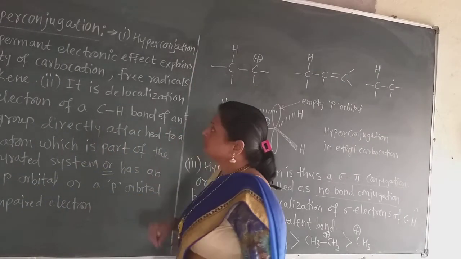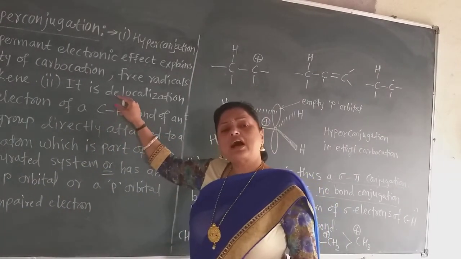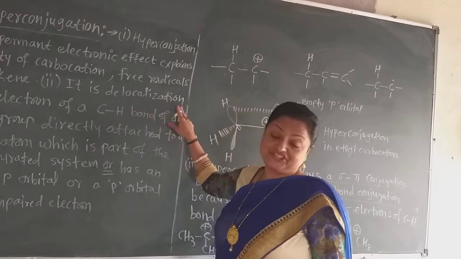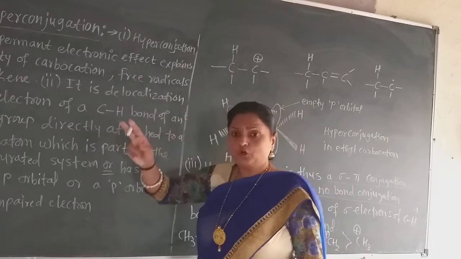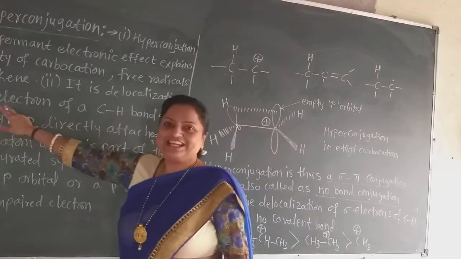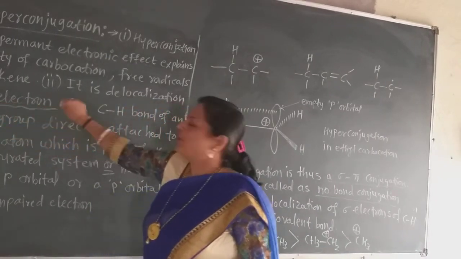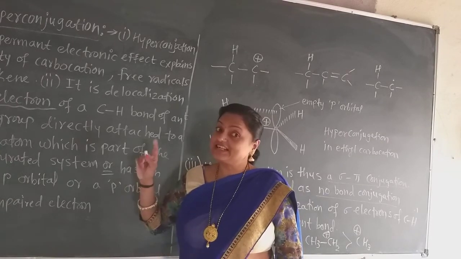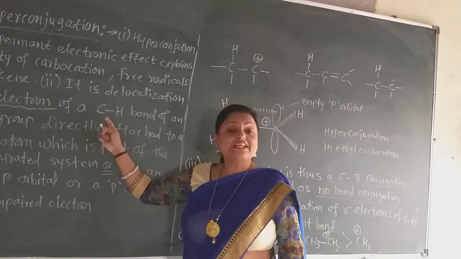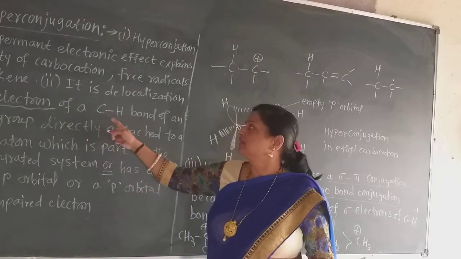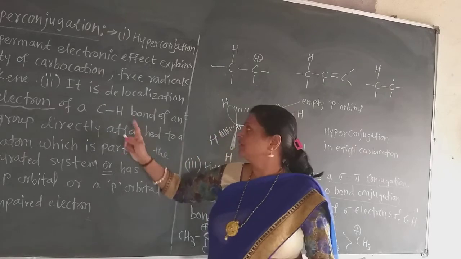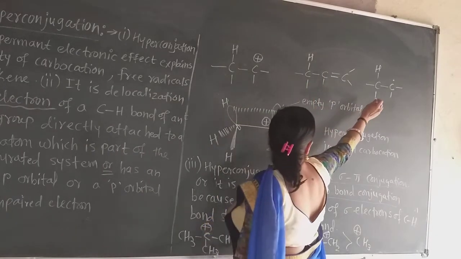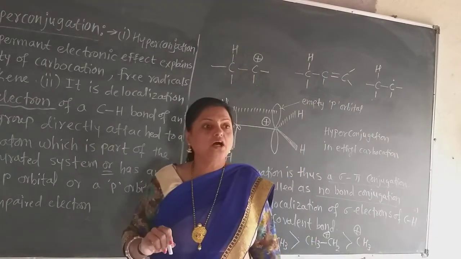Now see, how do we define it? Hyperconjugation is the shifting of a sigma electron, not the pi electron as in the resonance effect. Here is the shifting of the sigma electron of the CH bond only, the CH bond of an alkyl group. Now see here, in all the three, I show the CH bond of the alkyl group.